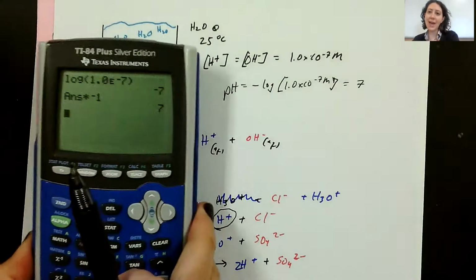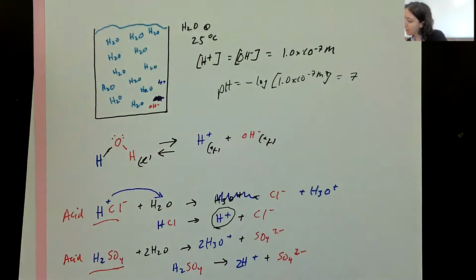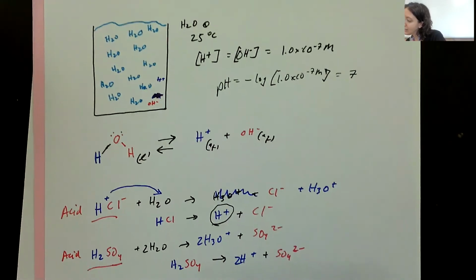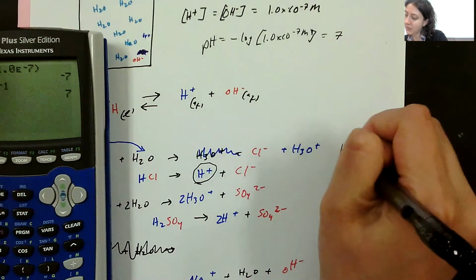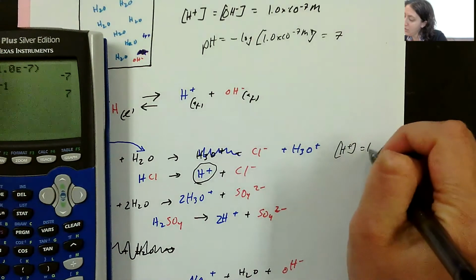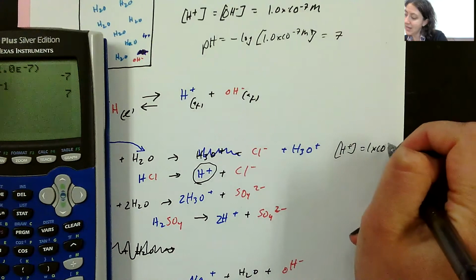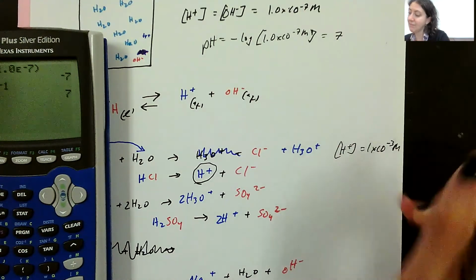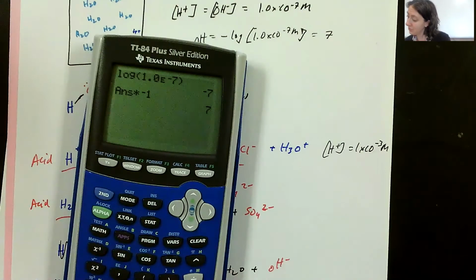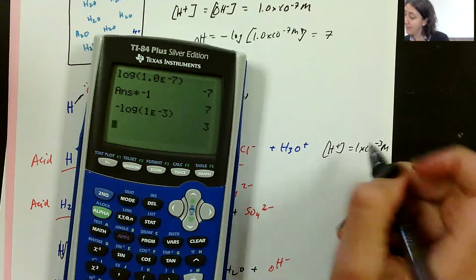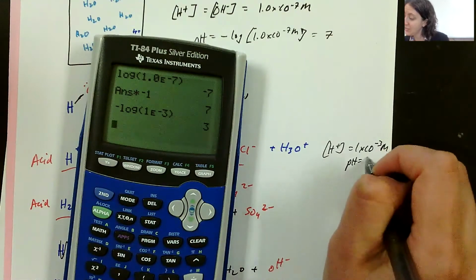So let's just say we have an acid, and let's just say it's hydrochloric, and we say that it has an H+ concentration of, let's say, 1 times 10 to the -3 molarity. That's higher than 1 times 10 to the -7th. Well, what's its pH? Well, we do the negative log of 1 times 10 to the -3, and we end up with 3. So the pH is 3.